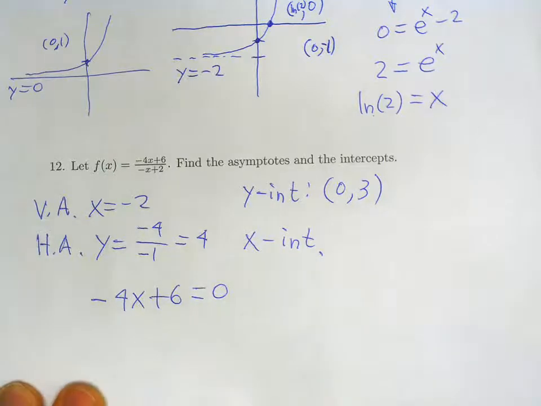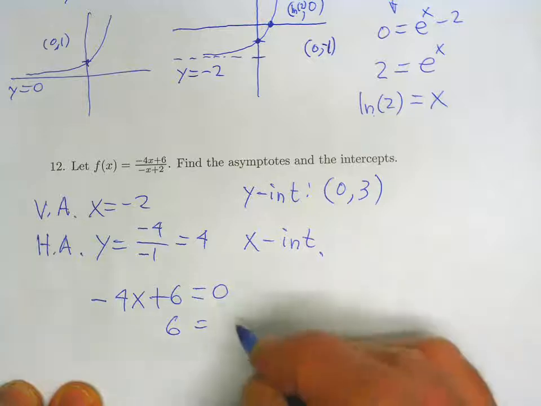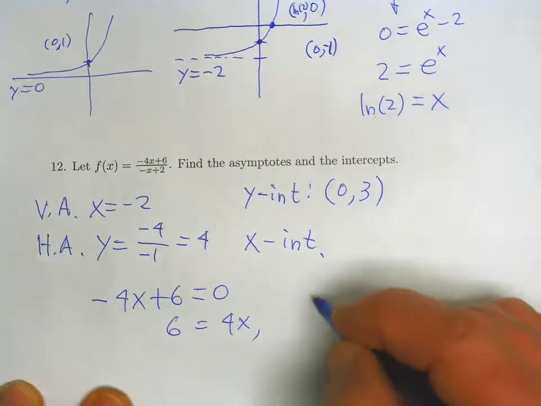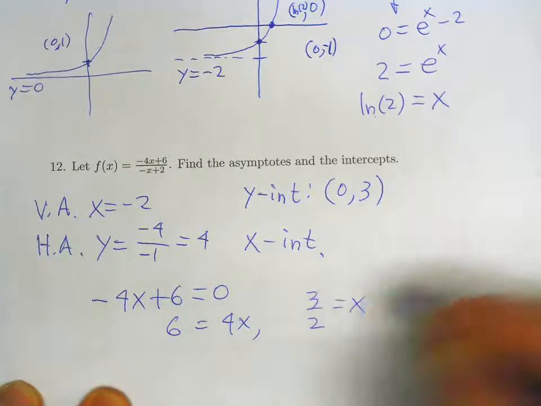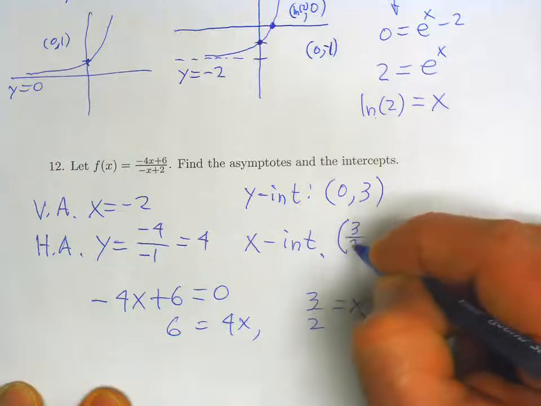And then to find the x-intercept, well, for a rational function, just set the numerator equal to 0 and solve for x. So if we add 4x to both sides, we get 6 equals 4x. Then divide both sides by 4. x is 3/2. So the x-coordinate of the x-intercept is 3/2.